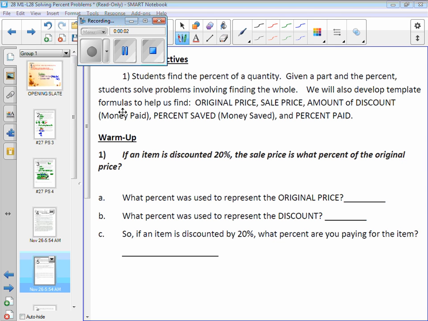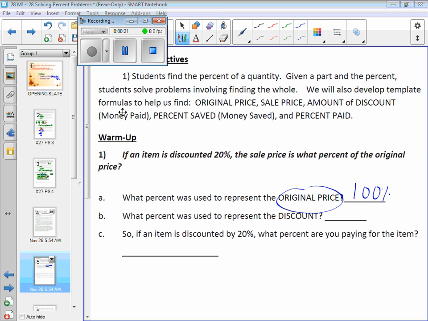Ryan, yes. What was the original price if the discount is 20%? 100%. You guys get 100% here? Some kids are putting 20% here. Think, when you see original, that is the whole amount, 100%.